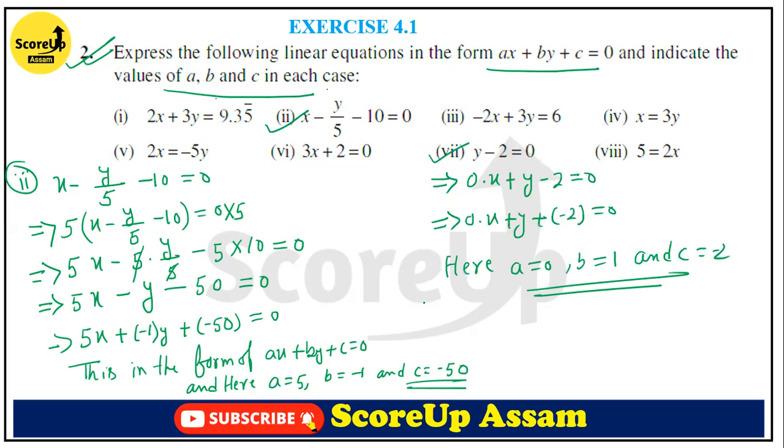Is it clear to you? Is it clear? Write it in the chat box. Write in the chat box if it is clear to you.